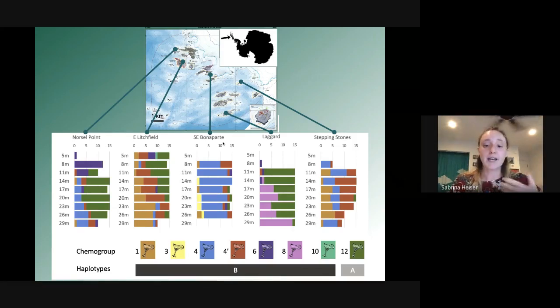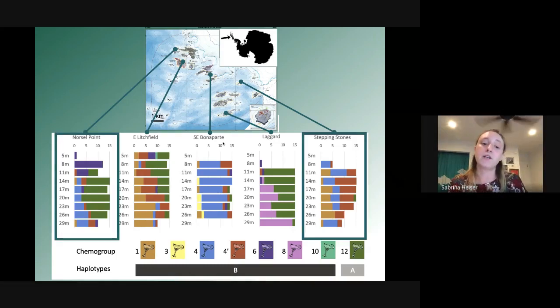And in order to get at the question of whether the genetic differentiation can be correlated with the distribution in the chemogroups that we're seeing, I am currently still in the process of developing microsatellite markers. And what I can do now is show you some of the preliminary data for those markers that I've already developed and for which I analyzed some samples from Nozzle Point and Stepping Stones, which were 2 of the sites that were nearly the furthest apart from each other.